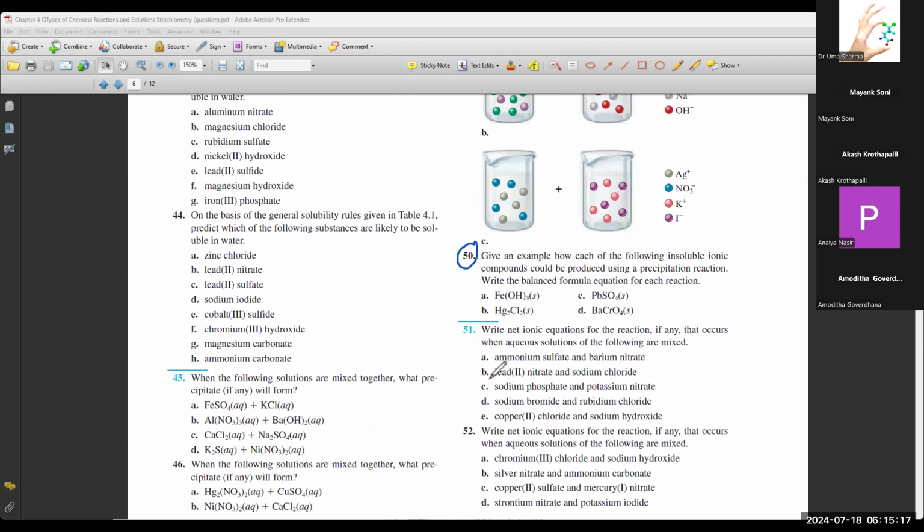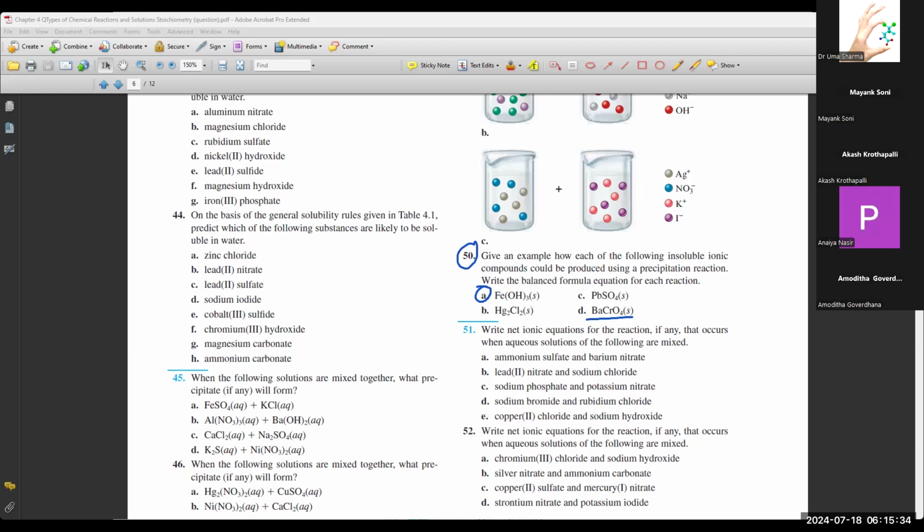Which part you want to do? Pick up one part. D? Okay. Oh, this we have done, Akash, just now, barium chromate. Shall we do this A? Okay, good. Let's do A.